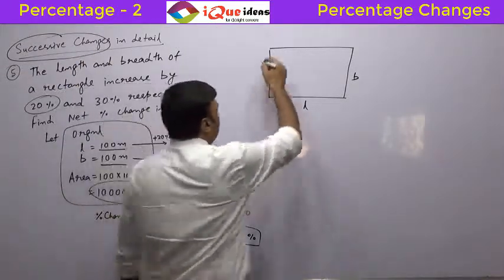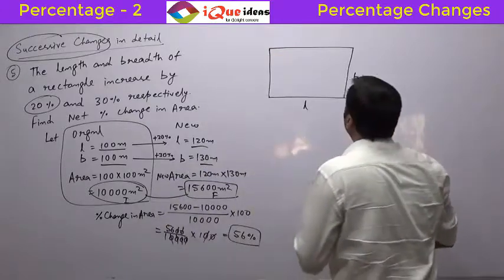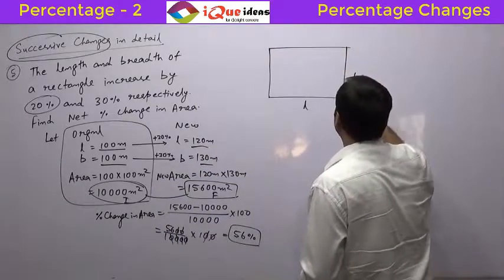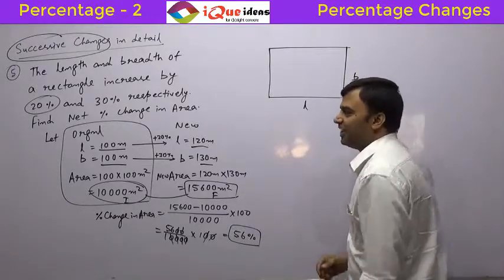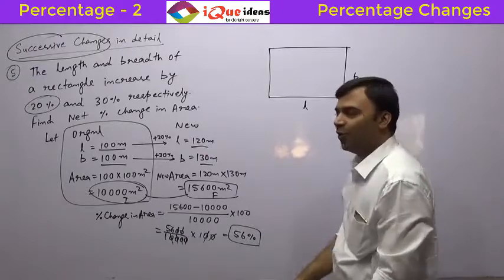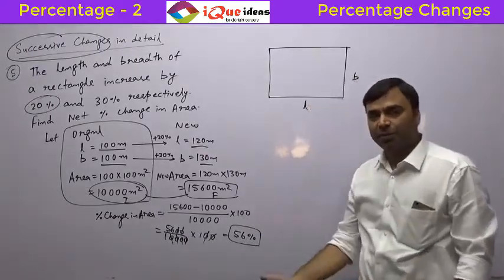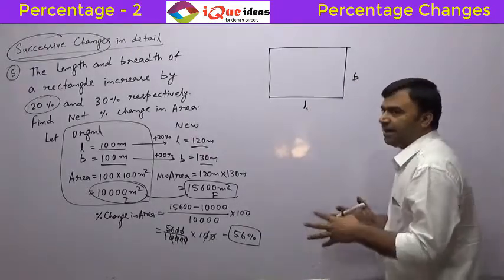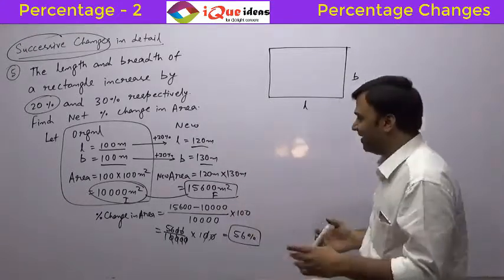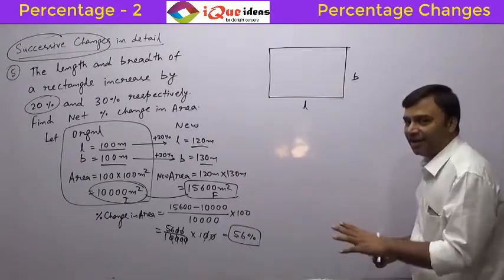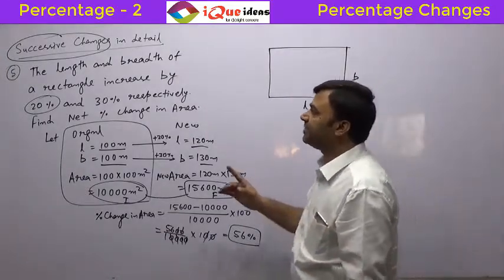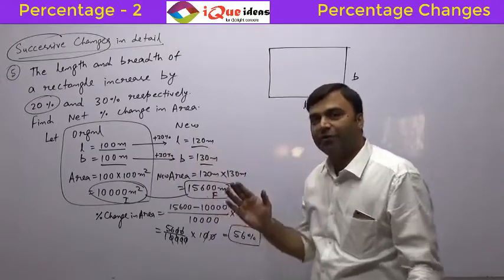Now in a rectangle, is it possible that you increase the length and increase the breadth simultaneously? Can you change the length and breadth simultaneously? No, it won't be possible. Why? Because the rectangle should not lose its rectangleness. It should not lose the property of being a rectangle at any point in time. So any change has to happen only one by one.